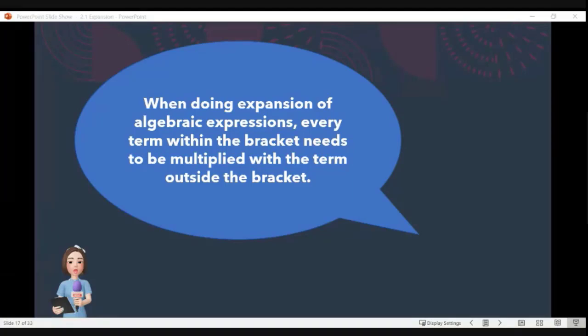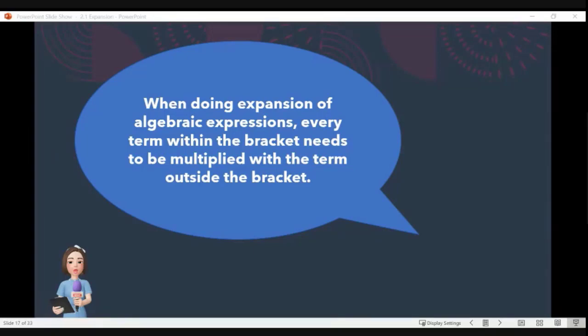This is the conclusion on doing the expansion of every term within the brackets. Remember, you need to multiply with the terms outside the bracket. All the terms inside the bracket must be multiplied by the terms outside the bracket, so this I have to remember. Using the arrow method is safer: when you do the arrow, you multiply, then the second arrow, you multiply again. You can choose either the box method or the arrow method.